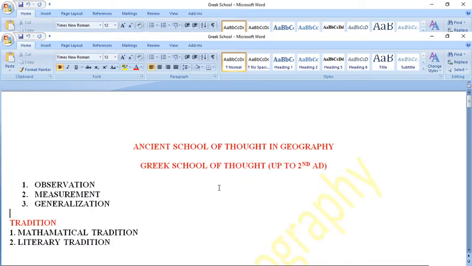When we are talking about the ancient school of thought, first one is the Greek school of thought. Here we will define the period as an ancient period up to second AD. But the starting period of the ancient school of thought is quite unknown to us. That's why we will start from the Homeric period, most probably 10 to 12 BC, and we will end the ancient period at second AD. Okay. Now come to the point of Greek school of thought.